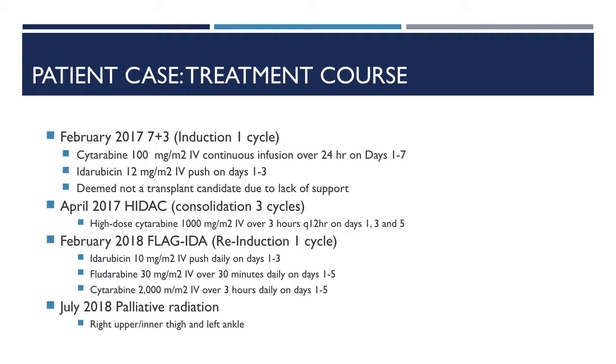Then in April of 2017, he moved to Colorado and started treatment at UC Health and got a HiDAC consolidation cycle of high-dose cytarabine 1 gram per meter squared. The typical dosing for this is 3 grams per meter squared. However, due to his age and his poor performance status, his dose was reduced.